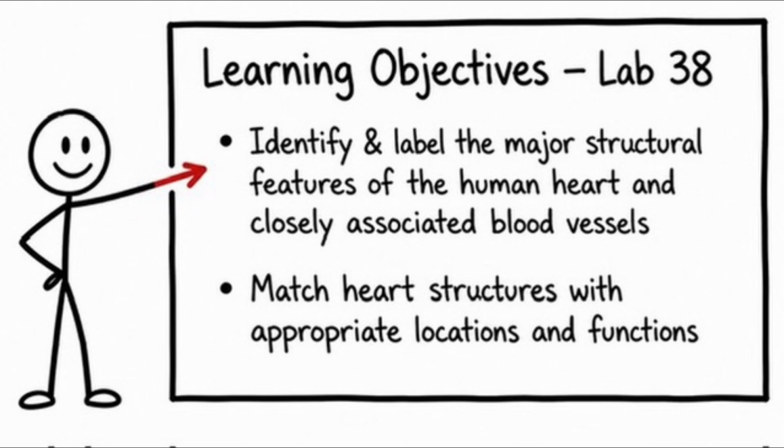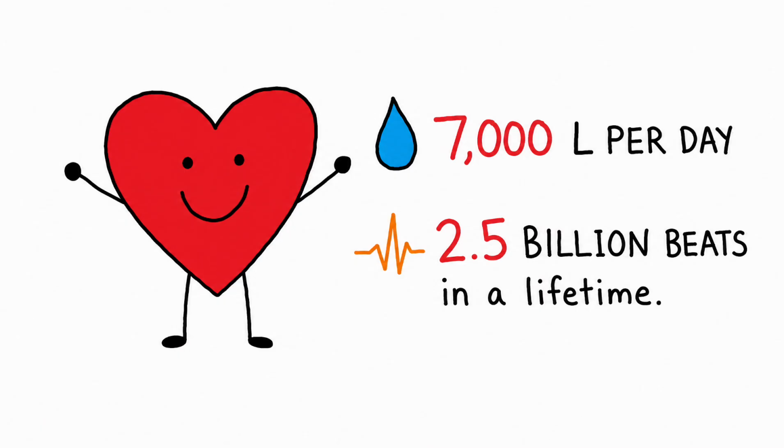So the heart is going to pump around 7,000 liters of blood through the body each day, and the heart contracts around 2.5 billion times in an average lifetime.